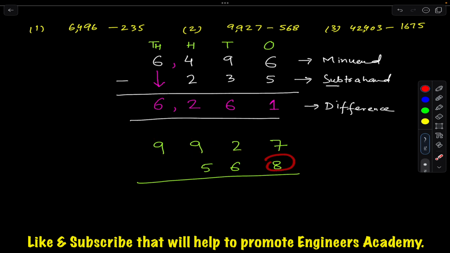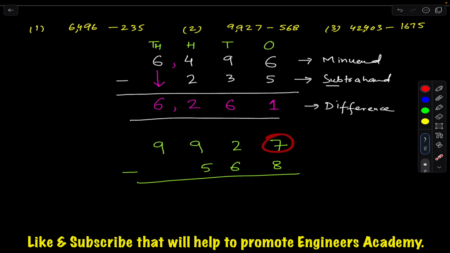And this is again ones below ones, tens below tens, and hundreds below hundreds. And then we will subtract. Now again comparing the ones with each other, 7 is less than 8. We cannot subtract.